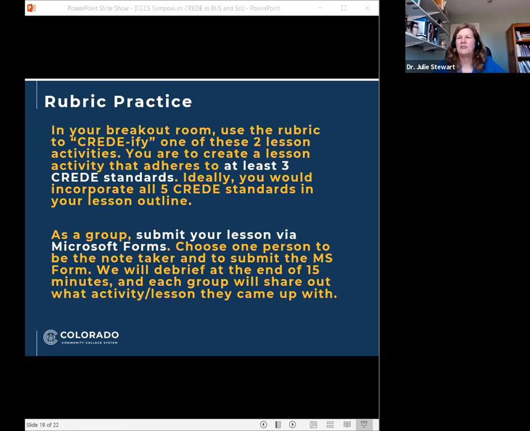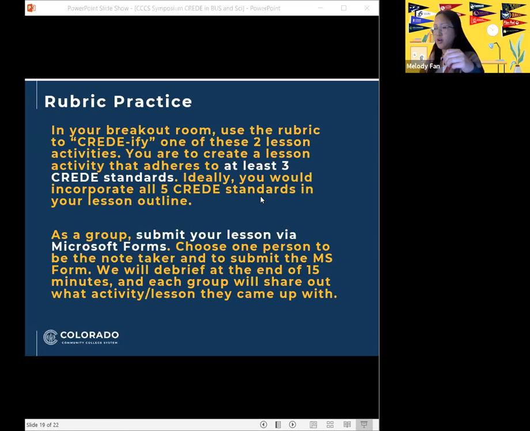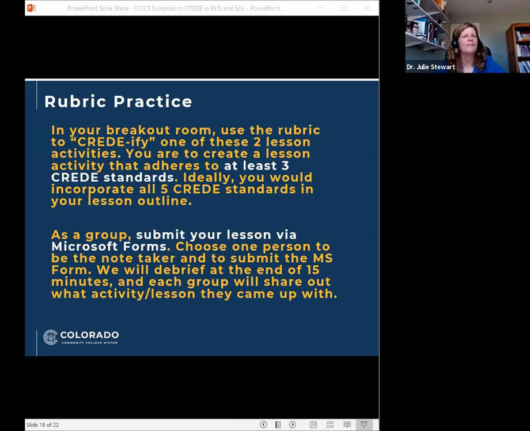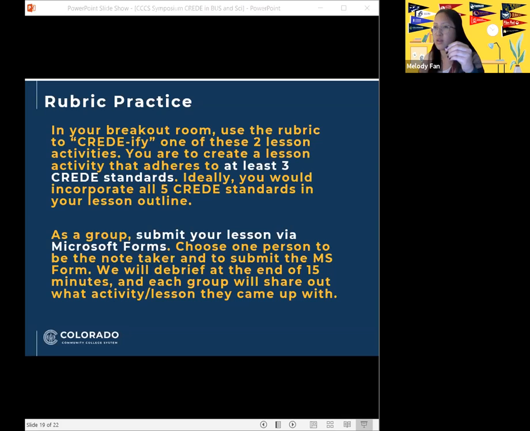So can we go into breakout rooms? How many people would you want in each room? If we did 3 or 4. 3 or 4. Okay, I think everyone should have gotten a room.